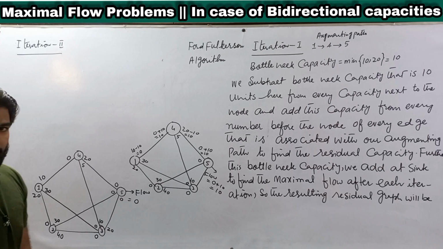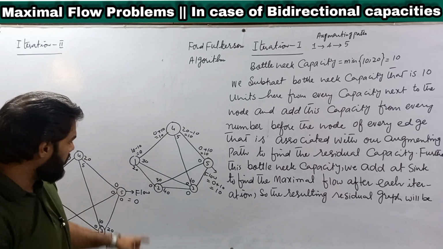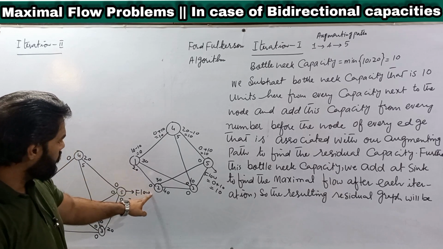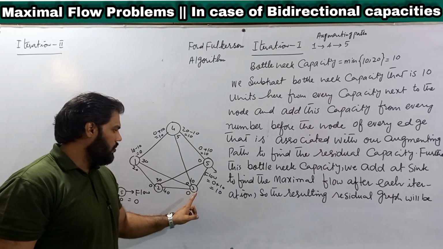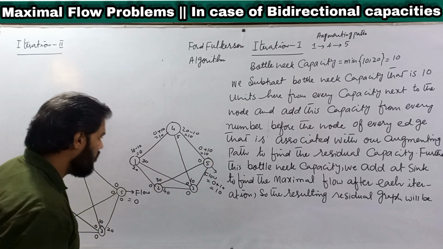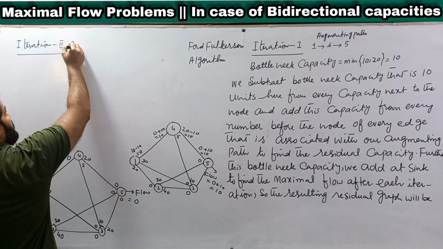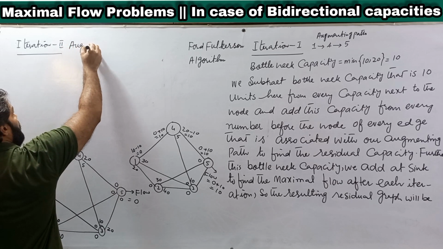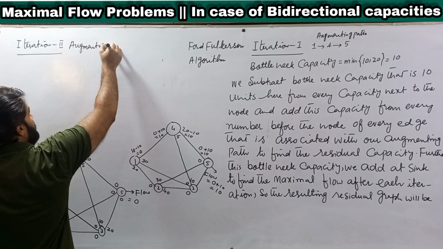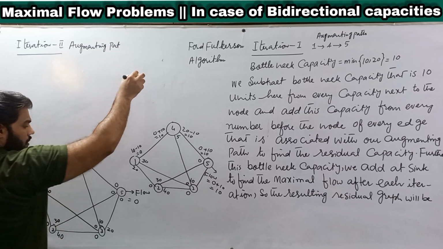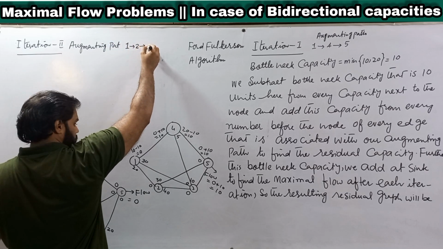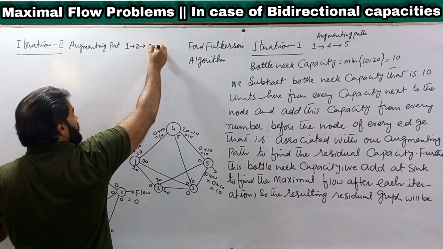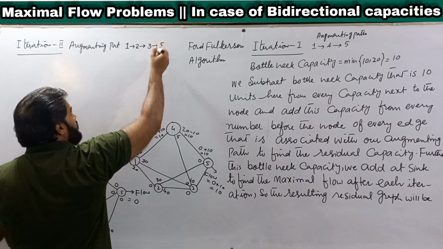In the second iteration, we can find the next augmenting path by joining node 1 and node 2, that is from node 1 to node 2, node 2 to node 3 and then node 3 to node 5. Now consider this augmenting path: node 1 to node 2, node 2 to node 3 and node 3 to node 5.